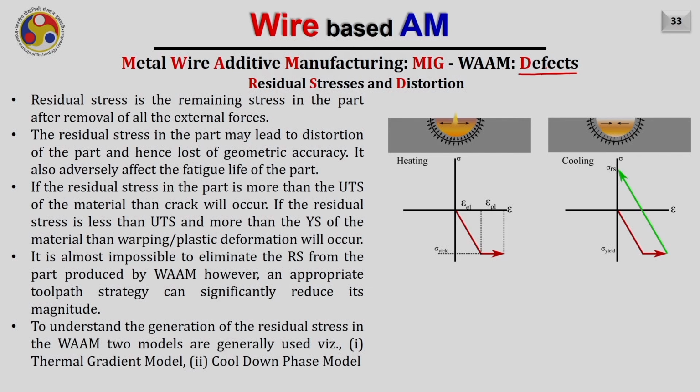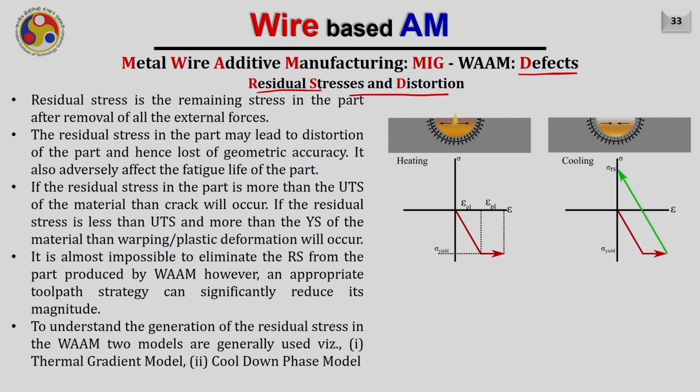Now let us discuss the defects we usually face in the wire arc additive manufacturing process. The first major defect is residual stress and also distortion. Residual stress is the remaining stress in the part after removal of all the forces. The residual stress in the part may lead to distortion of the part and hence loss of its geometric accuracy. It also adversely affects the fatigue life of the part.